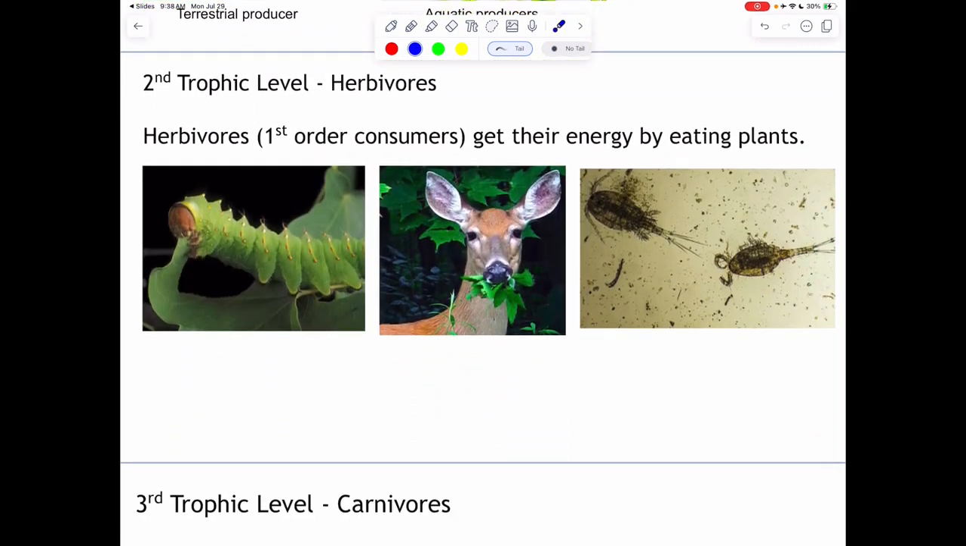After our first trophic level, now we're on to our second trophic level, which are herbivores. It could be caterpillars consuming leaves, it could be our deer consuming trees, or it could even be zooplankton that's consuming phytoplankton. But they're going to get all of their energy by eating plants. Now, super confusing. These are called our first order consumers. I know that they're in the second trophic level, but they're our first level of consumers.